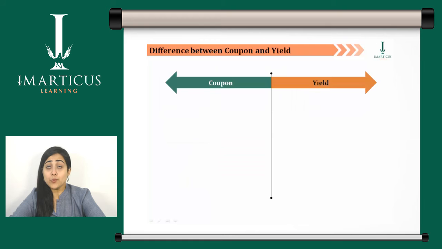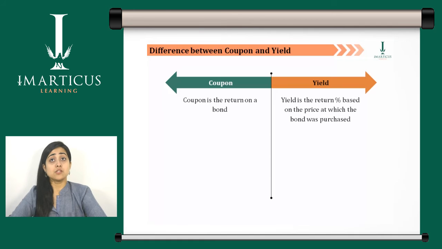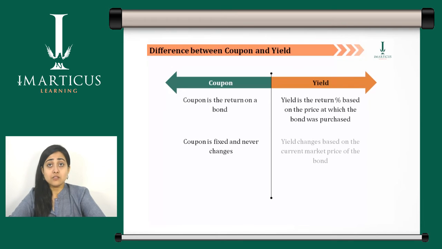Next, we will distinguish between coupon and yield. Coupon is the return on a bond. Yield is the return percentage based on the price at which the bond was purchased. The coupon is fixed and never changes. On the other hand, yield changes based on the current market price of the bond.